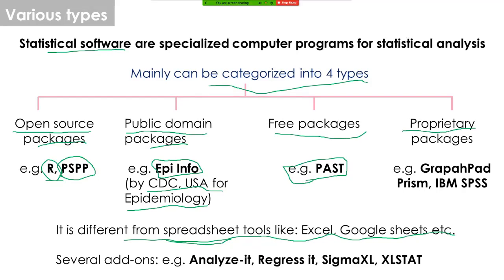And as I said previously, statistical software is distinct from spreadsheet tools, for example Excel or Google Sheet. However, considering the importance of statistics in data analysis, there are several add-ons available. One is inbuilt within Excel, that is Analyse-it, Regress-it. You have Sigma Excel, and then a comparatively more popular one is Excel Stat. This also we will look at.